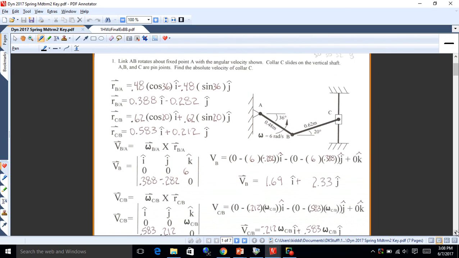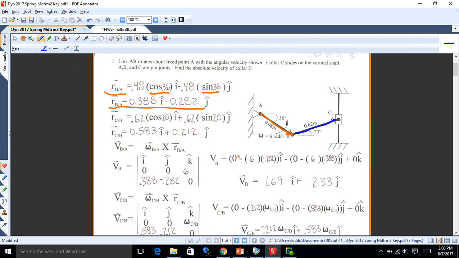That first one, you could have done it any number of ways. If you did it with vectors, you want to find the two radii, which are the vectors that go from the center point to the point that's rotating. So it'd be that line there, that's R B with respect to A. You just use the length and the angle of the linkage, which is 36, and get that broken into a vector. And then you do the same thing for the other one.